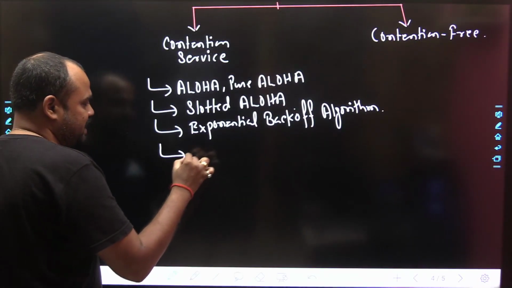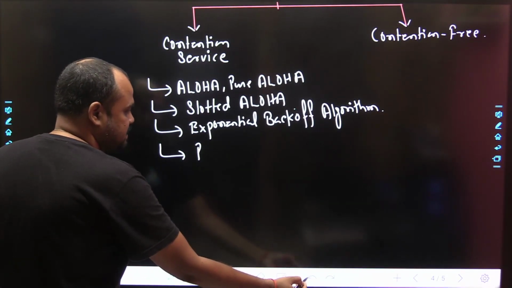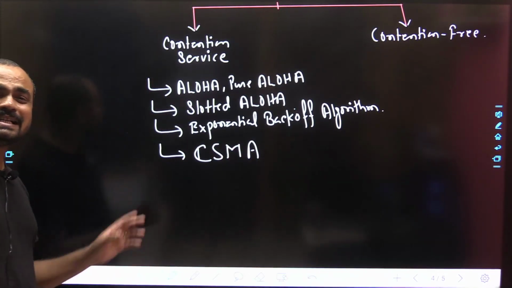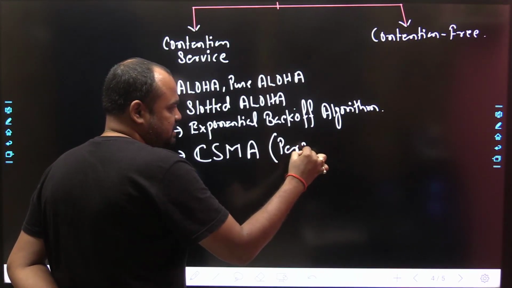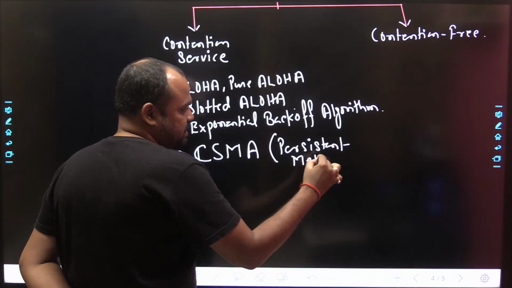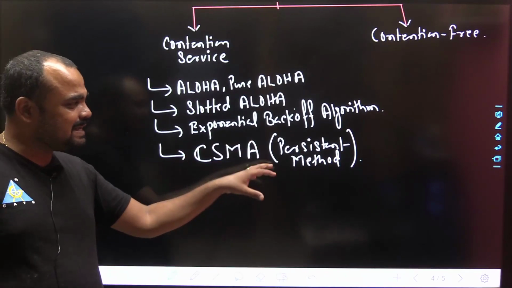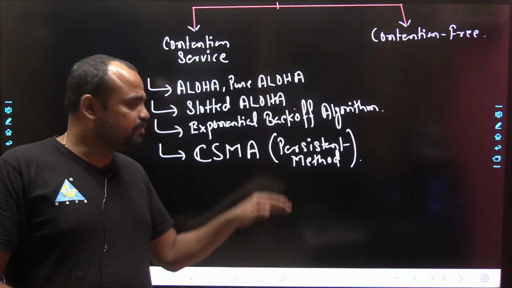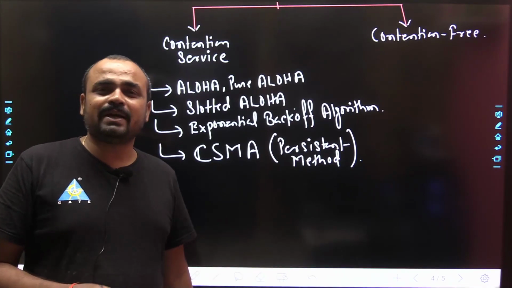Exponential backoff algorithm, then persistent CSMA. Full form of the CSMA is Carrier Sense Multiple Access. So inside the CSMA we will learn about the persistent method. First of all we will learn what is CSMA, and then inside the CSMA we will learn about the persistent method. Basically there are various persistent techniques, so we will learn each and every persistent technique through which we will implement the CSMA/CD protocol.